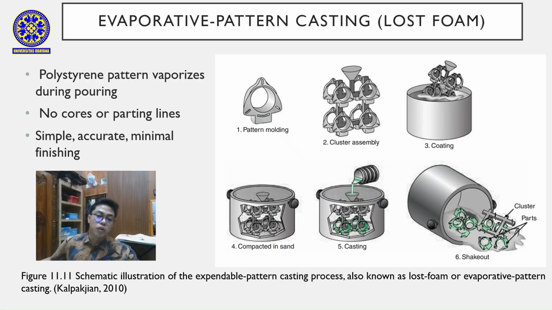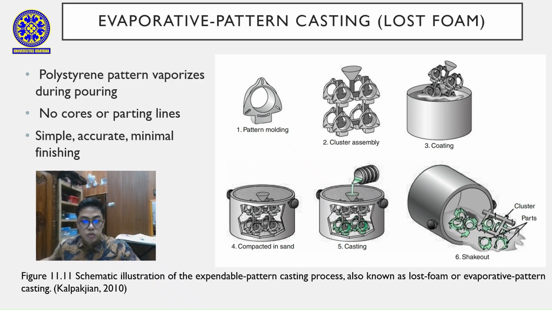The lost foam process uses a foam pattern made of polystyrene that vaporizes when molten metal is poured into the mold. Since the pattern disappears, there's no need for parting lines or cores, simplifying mold preparation.